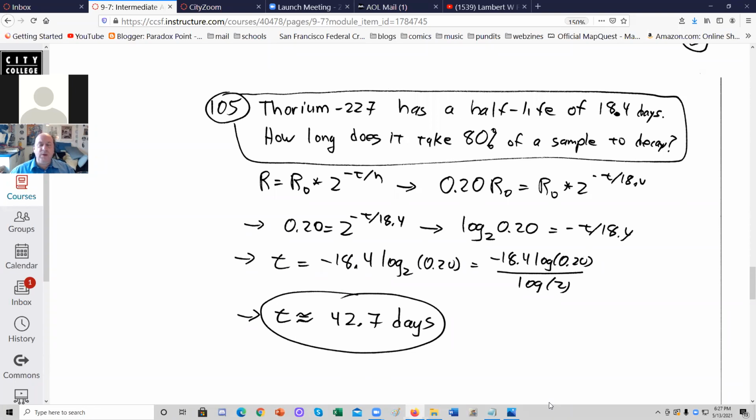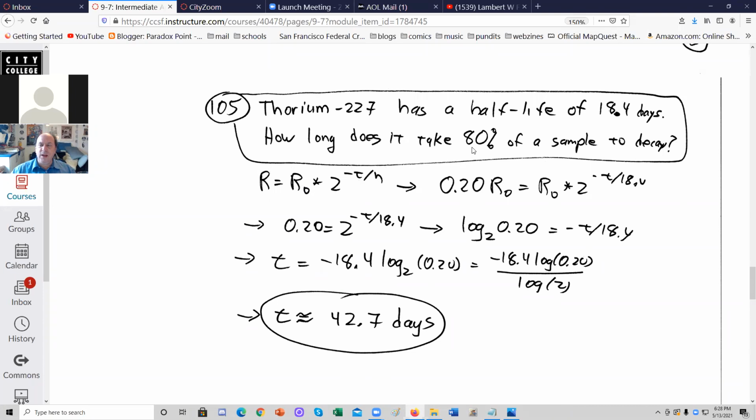So thorium-227 has a half-life of 18.4 days. How long does it take 80% of its sample to decay? The formula is a radioactivity formula: later radioactivity equals initial radioactivity times 2 to the power minus T over H. T is time, H is half-life.